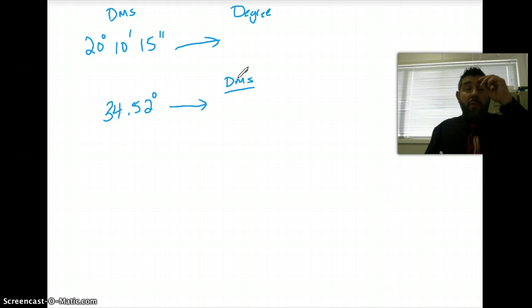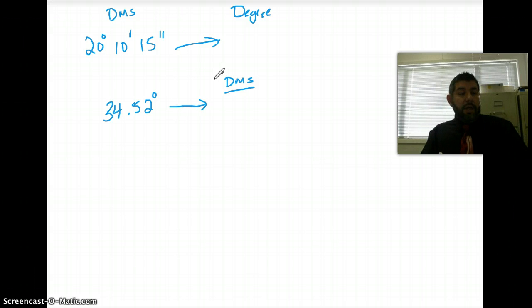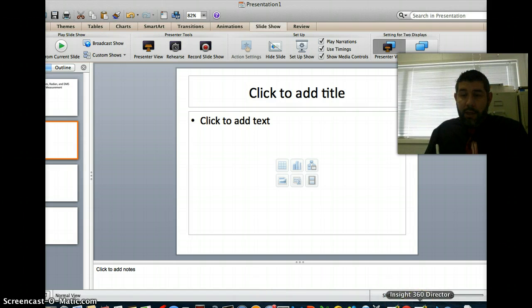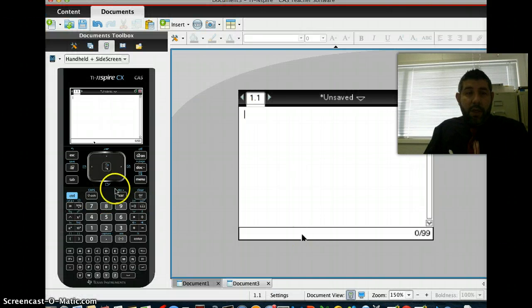Okay, and the way we're going to do that, and I'm just looking at the time real quick because I think our bell's going to ring here. So I'll pause it and then I'll finish this a little bit later. But we're going to do this in the calculator. So I'm going to go ahead and pull up my TI Inspire here, and I'm going to just show you how to put this in the calculator.